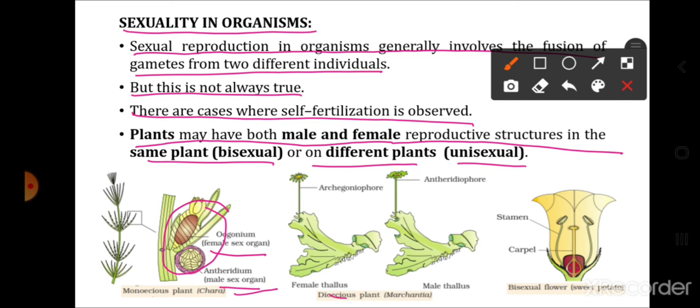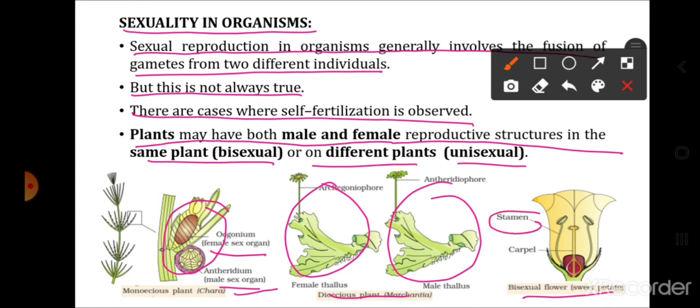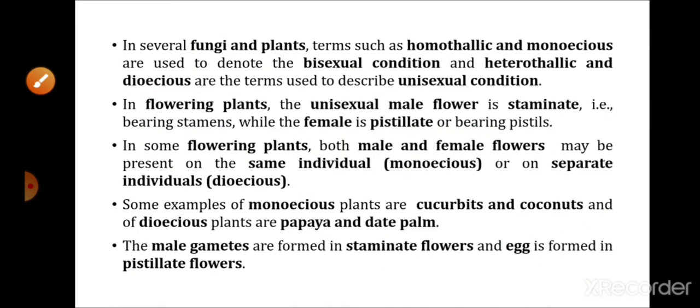Then another one is dioecious. Di means two, so these are two different individuals. This is the female part and this is the male part, and they are present on different individuals. And this is a bisexual flower. That is, the male reproductive part and the female reproductive part are present within a single flower. Example is the sweet potato.